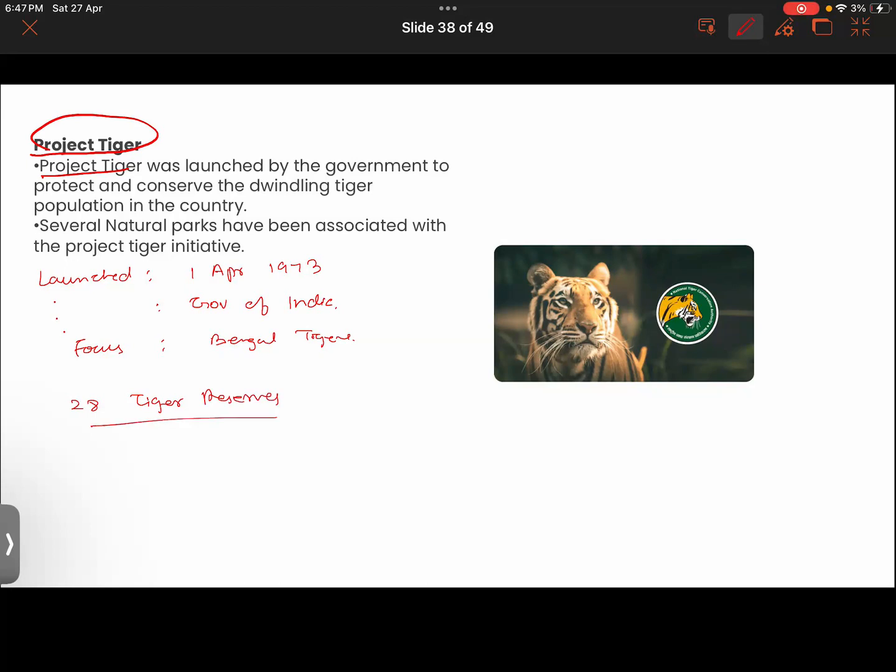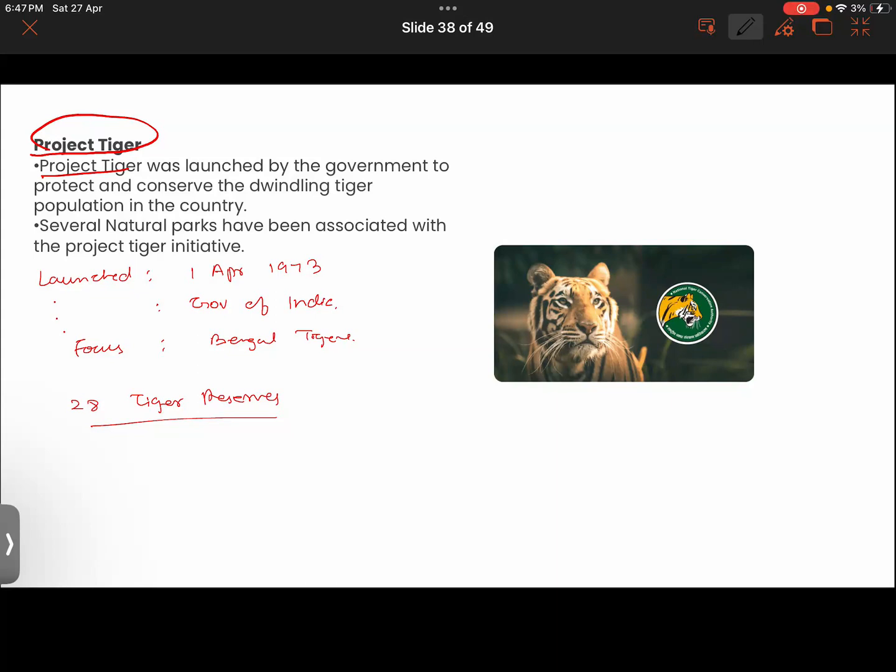So tiger reserves are those places which are especially meant for the preservation of tigers. Getting it now? Tiger, as I said, is one of the many wildlife species on Earth whose population is now declining. Project Tiger is a wildlife conservation project launched by the government of India. The objective of this program was to ensure the survival and maintenance of the tiger population, especially in the tiger reserves throughout India. And how many reserves are there?